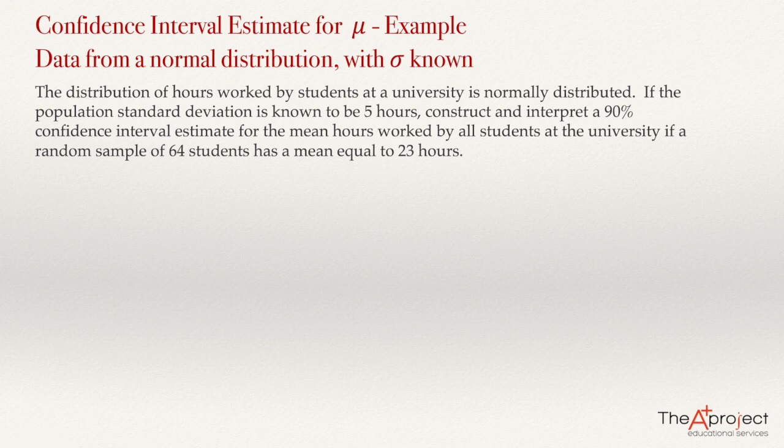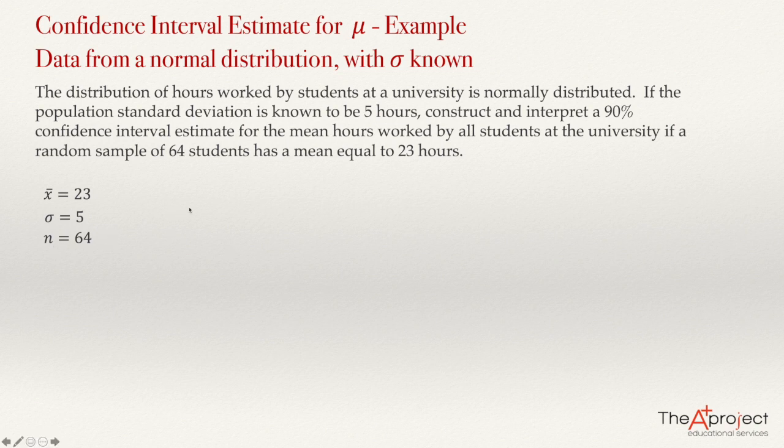In real life, if we want to have an estimation of the mean hours worked by all students, what we do is get a sample, and from this sample compute the mean. So that's what we have done, and we computed the mean of the sample, and we found that it was 23 hours. And this was taken from the sample of 64 students. So the information that we have so far is that the sample mean is 23 hours, that the standard deviation is known, that is 5 hours, and that n equals 64.